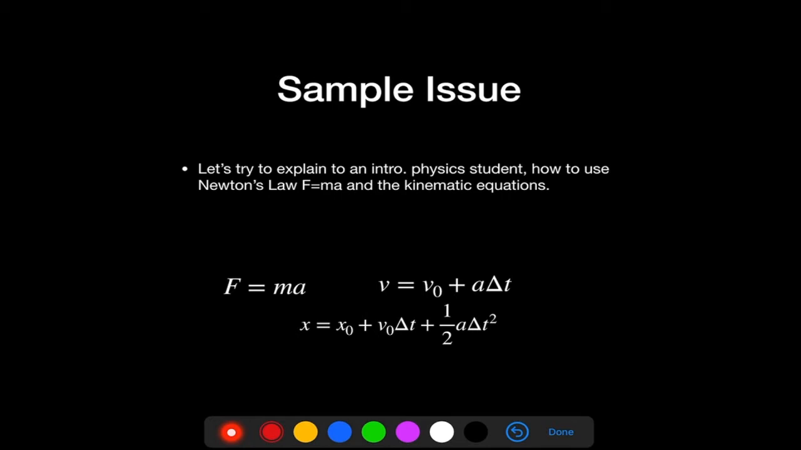What I'm going to try to do is write a little mock one-page report that explains to intro physics students how to use Newton's law, F equals ma, and the kinematic equations. So here are the three equations I'm going to deal with, and they're three we're probably all familiar with. We have Newton's laws here, kinematic equations for velocity and position. So let's see how we can put those together into a report.